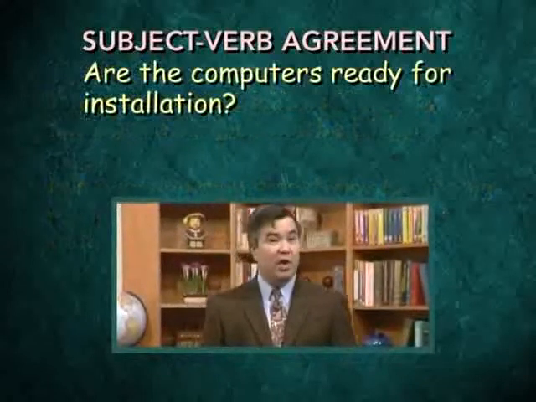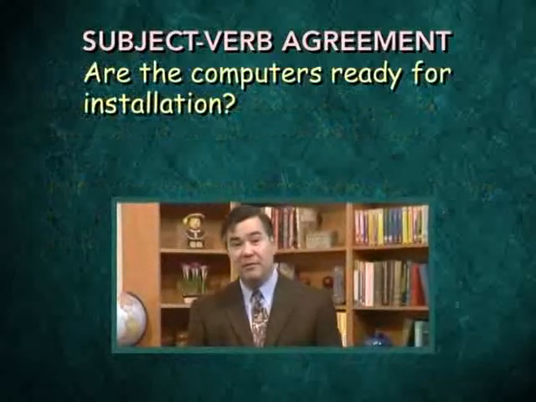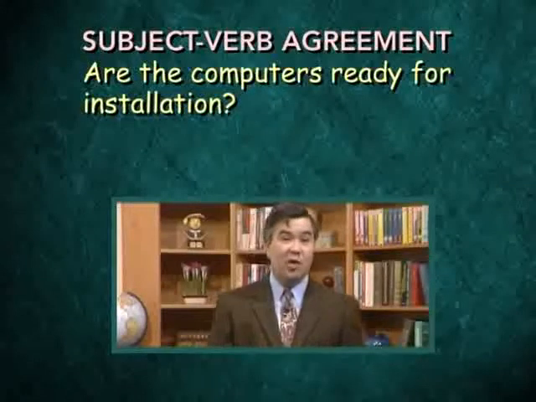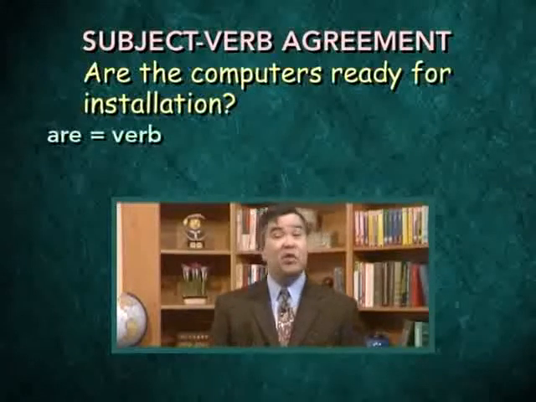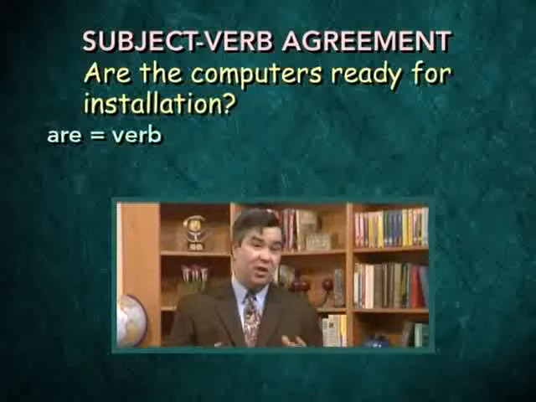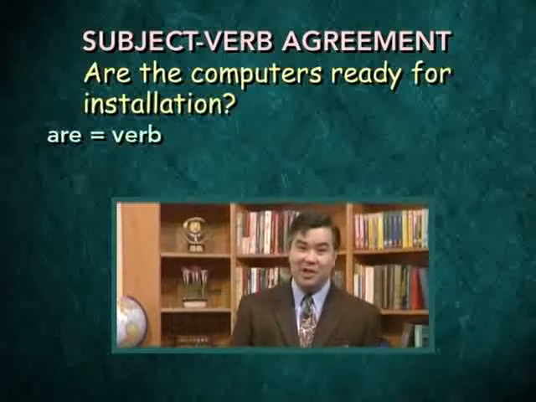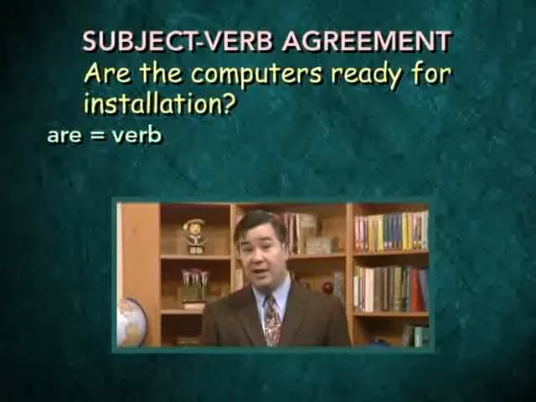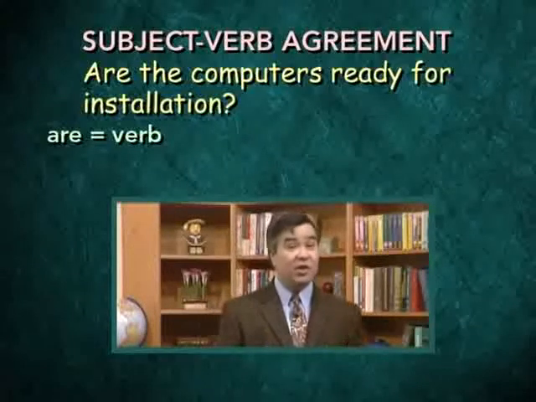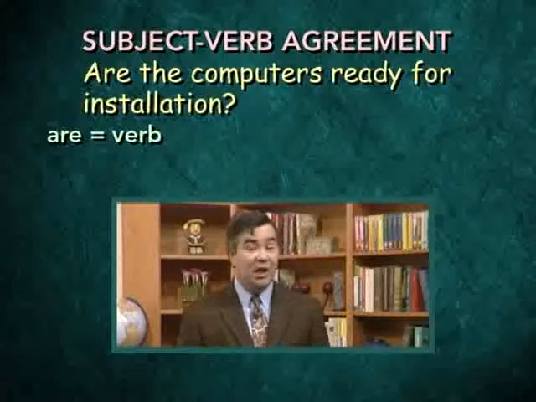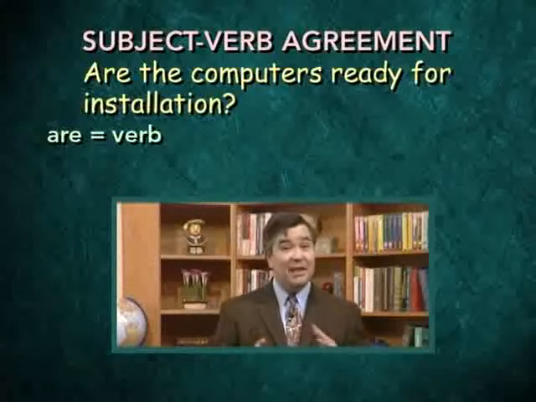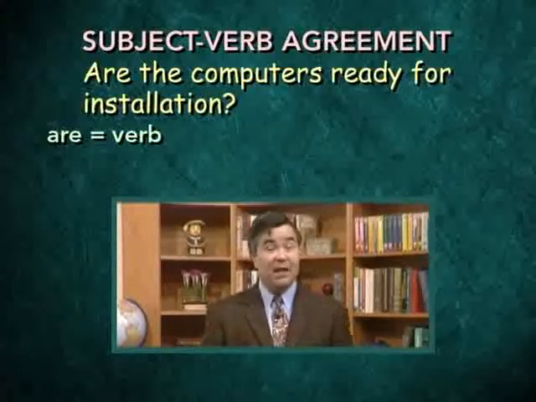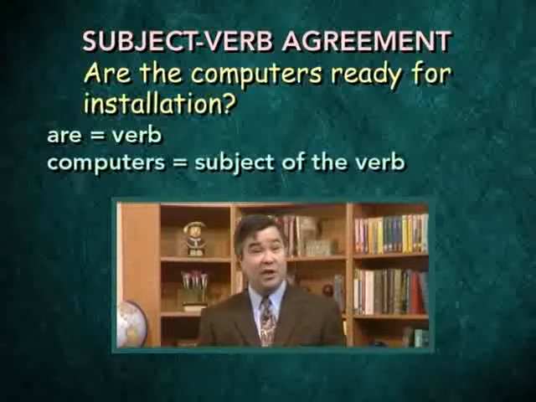Are the computers ready for installation? Here the verb is the very first word in the sentence, are, and that's often the case with questions. There's a question mark at the end of this sentence, which is certainly a telltale sign that we're dealing with a question here. Since the verb comes first, obviously the subject must come later. Now, what's the subject of the verb are? Well, the subject is the noun computers.